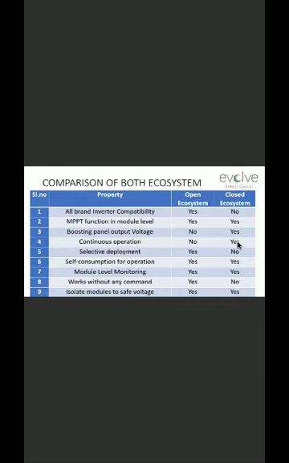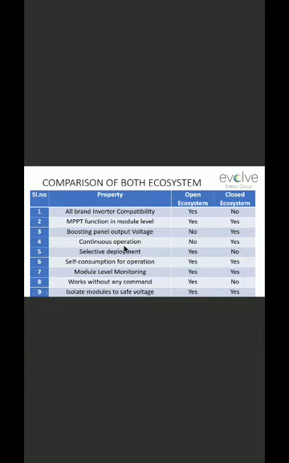In a closed ecosystem, it needs to. Why? Because these inverters will only convert the DC into AC. All the voltage boosting operations will be taken care of in the optimizer itself. It has a small disadvantage also. We will look into those in the next one.